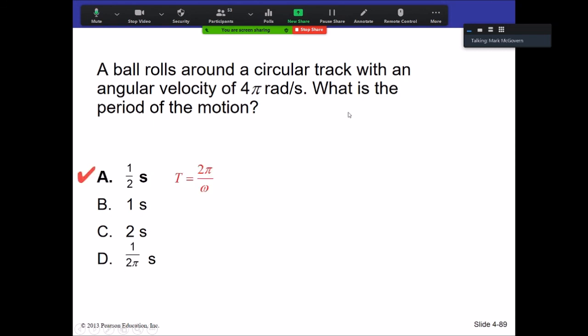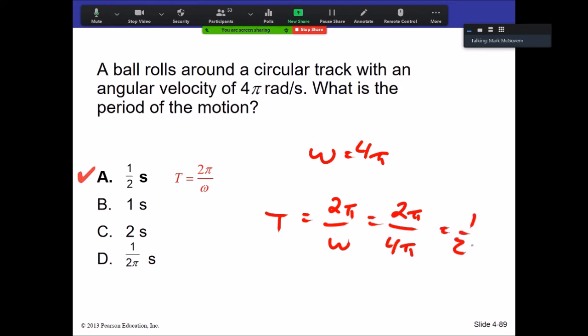A ball rolls around a circular track with an angular velocity of 4 pi radians per second. Well, that's omega. The period of motion, therefore, would be 2 pi over omega. So that looks like 1/2. That makes sense though, right? Because 2 pi is the circumference, so if you're doing 4 pi, you're doing that twice in a second. So 1/2 second is the period.